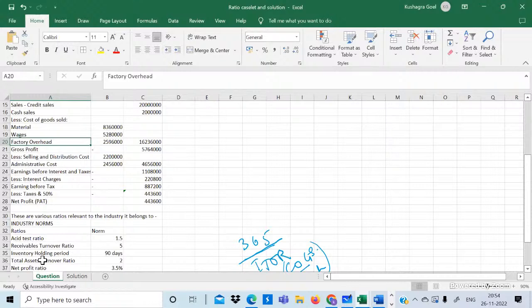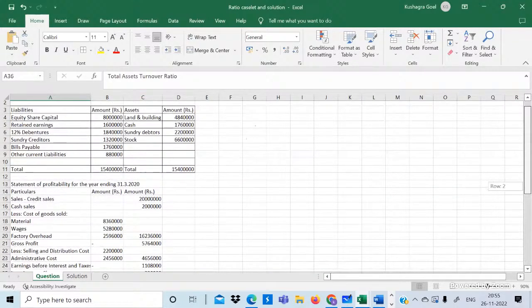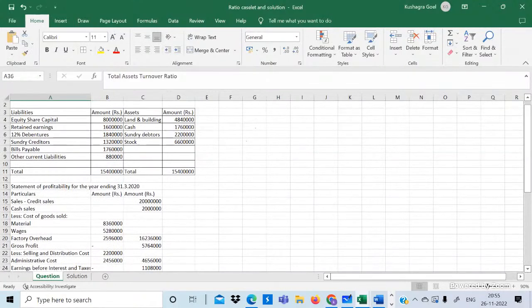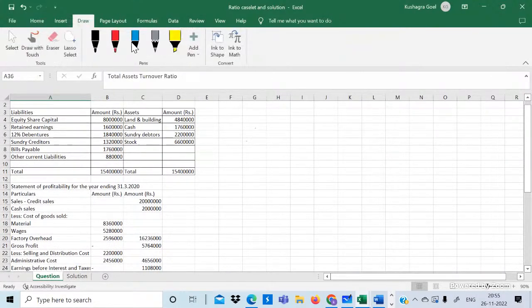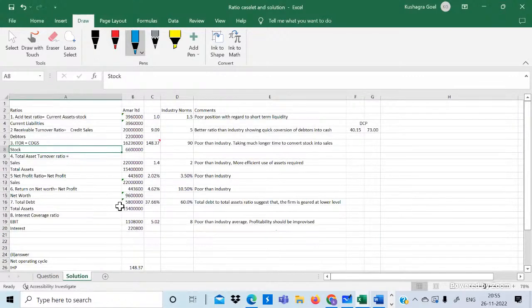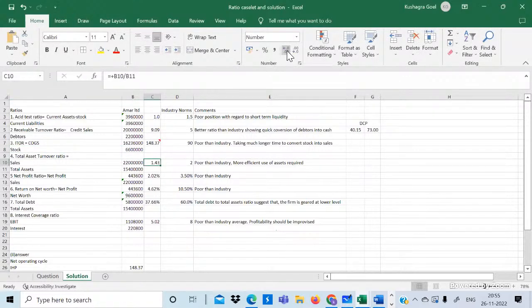Okay, so again, going back to the total asset turnover ratio, it is nothing but sales upon total assets. So I'll take all sales and I'll take total assets. I'll divide the two. I'll get my total asset turnover ratio. So Ankit has said that it's 1.43. Let's see if it's 1.43. Let's just check. Yeah, it's 1.43. So you should be getting a total asset turnover ratio of 1.43.